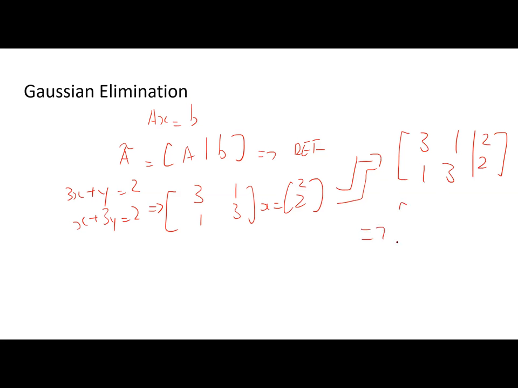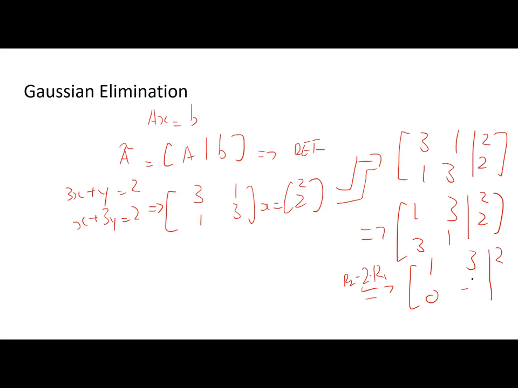To make it simple, we can first swap the rows, giving [1, 3, 2; 3, 1, 2]. And then we use row 2 minus 3 times row 1. Then we can obtain [1, 3, 2; 0, negative 8, negative 4].